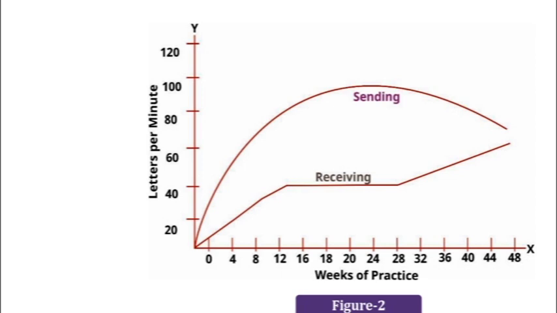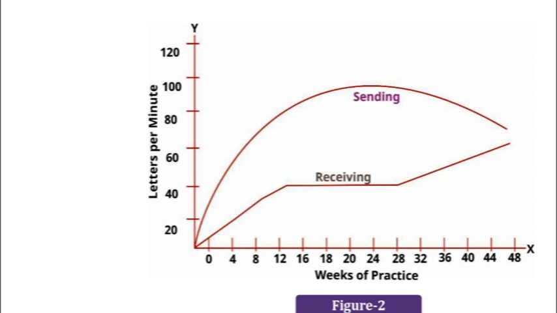Resulting from successive trials at the same task over a period of 48 weeks, improvement is measured by the number of letters sent or received and is indicated along the y-axis. Weeks of practice, as designated tasks, are represented by equal intervals laid off.